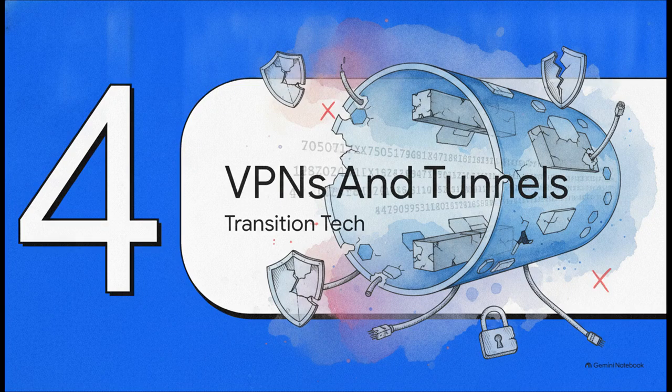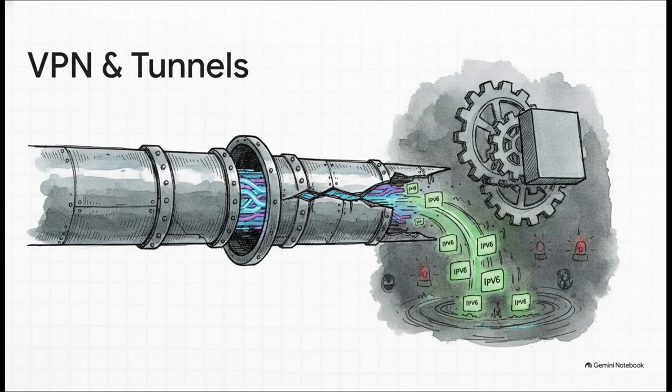All right, Section 4. Dealing with VPNs and tunnels. Navigating transition tech. Tunneling IPv6 over legacy networks introduces some very specific failure modes, mostly because transition tech can be incredibly fragile. For example, VPNs frequently cause split tunnel leaks. This is where the VPN secures all of the IPv4 traffic, but just completely bypasses IPv6, which exposes the user's real IP outside the corporate tunnel.